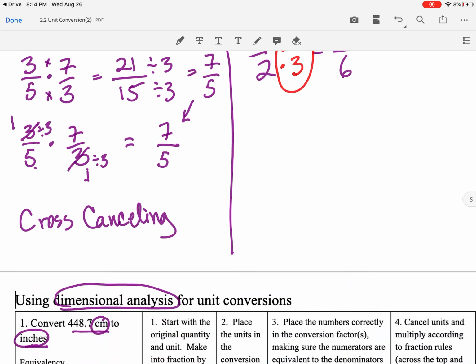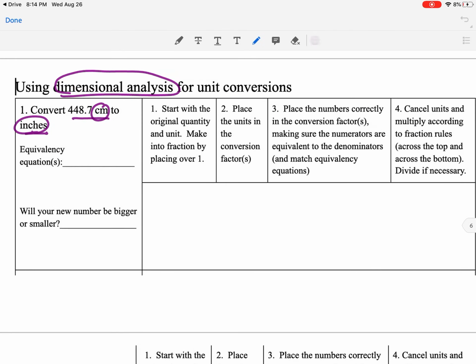Okay, we're going to take that back to our problem. There we go. And we're going to write it here: 1 inch equals 2.54 centimeters. And then we're going to make an estimate.